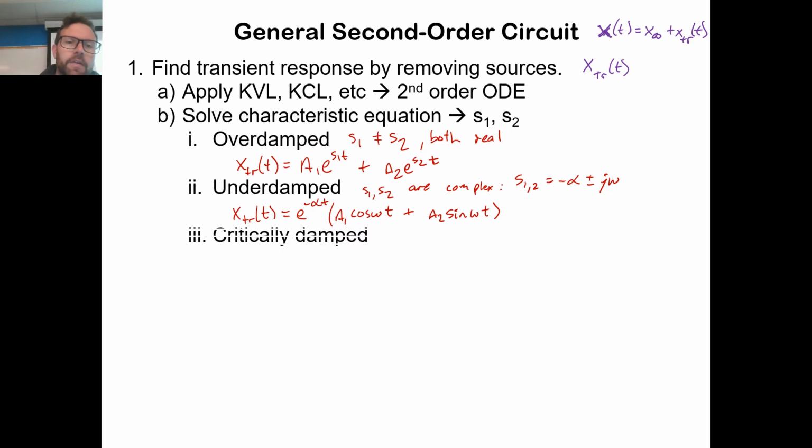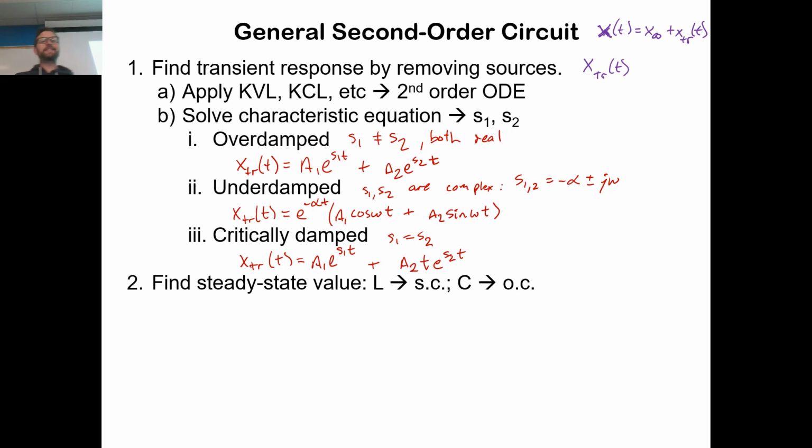All right, and the last possibility is that it's critically damped, and we know that happens when S1 is equal to S2. Then the transient response x of t, as we've seen before, is a1 e to the s1 t plus a2 t e to the s2 t. So it's really similar to the overdamped response, except the second term has a t variable in there.